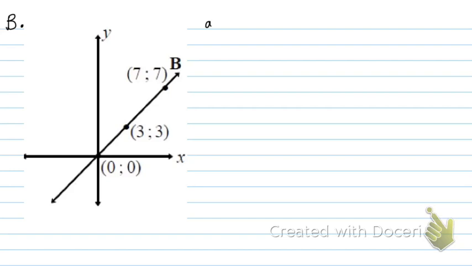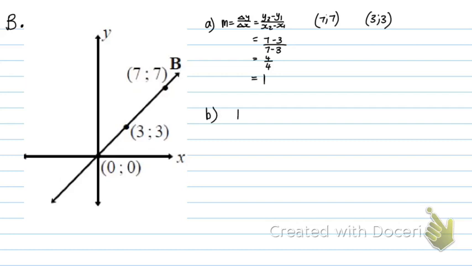Alright, line B. Okay, number A says to determine the gradient. So that's delta y over delta x, y2 minus y1 over x2 minus x1. This time I use the points (7, 7) and (3, 3). You could have used any points. So then it's the y value subtracted over the x value subtracted, gives me 4 over 4, and that is 1. Is the gradient positive or negative? It's a positive gradient.